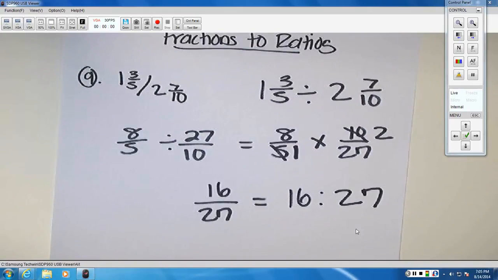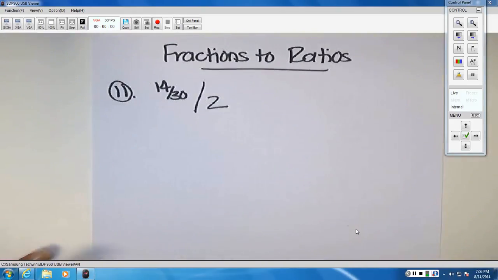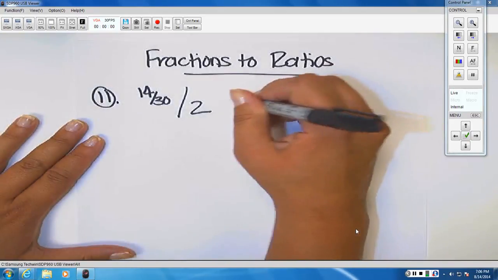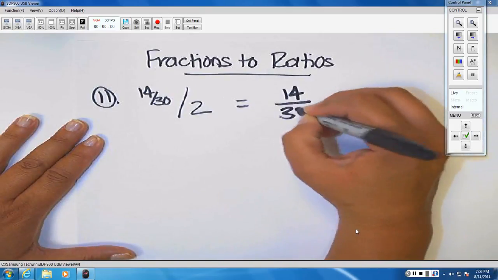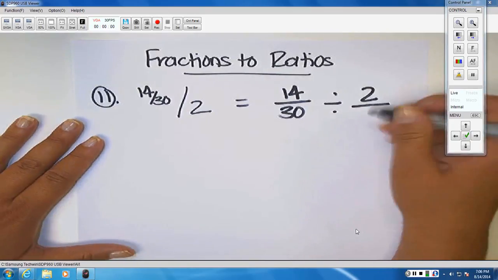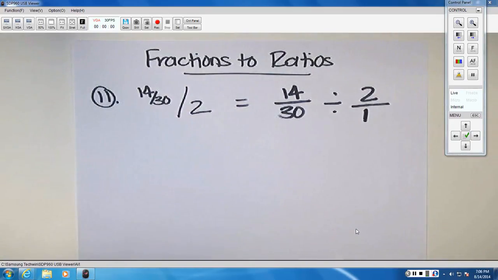Let's do one more just for fun. Just to make sure you have it, this will be the last one we do, number 11. Just because it's a different type of problem, but I just want to show you how to work it out. When we set it up a different way, this is 14/30 divided by 2. And remember, when you have a whole number, the denominator is always 1, so we can just do it that way.